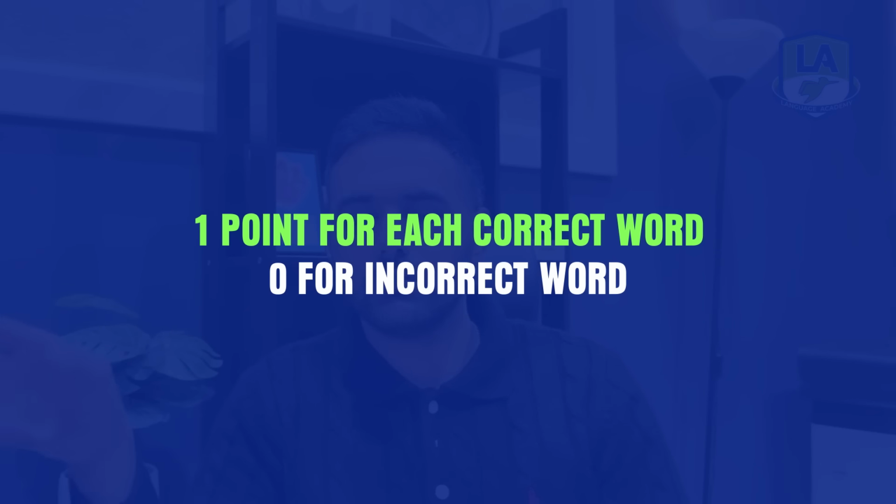You capitalize these ones, and then you have to use a trick. You have to add extra words. Remember, you get 1 point for each correct word, and you do not lose any points. There's no negative marking for incorrect words. So 1 point for each correct word, zero for incorrect word.